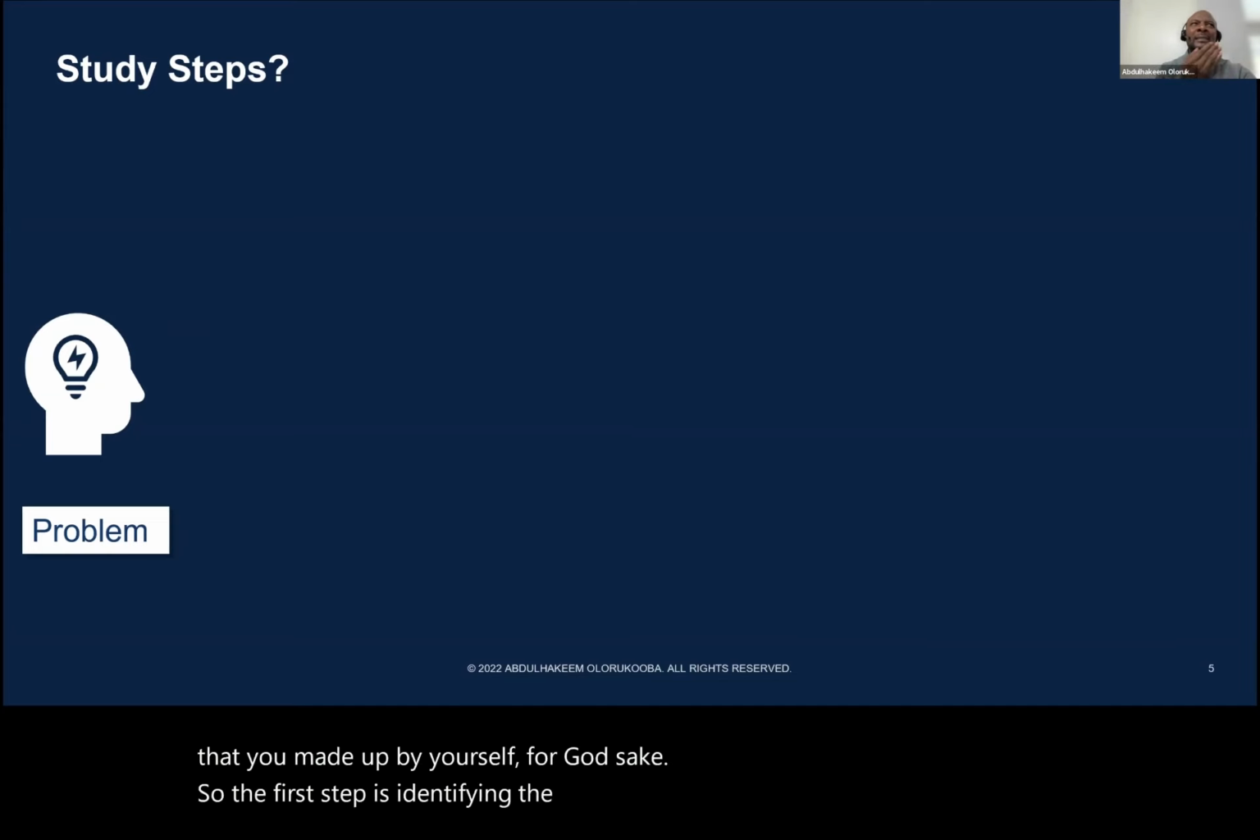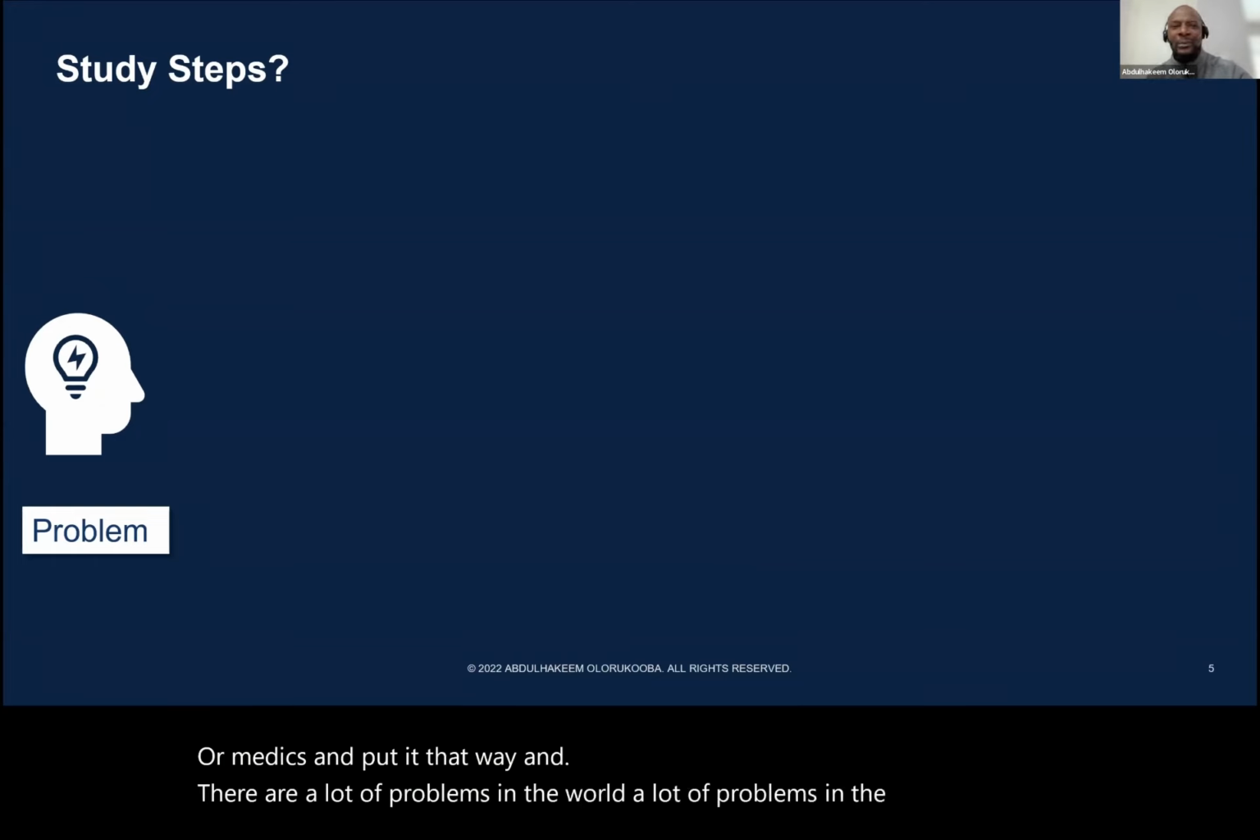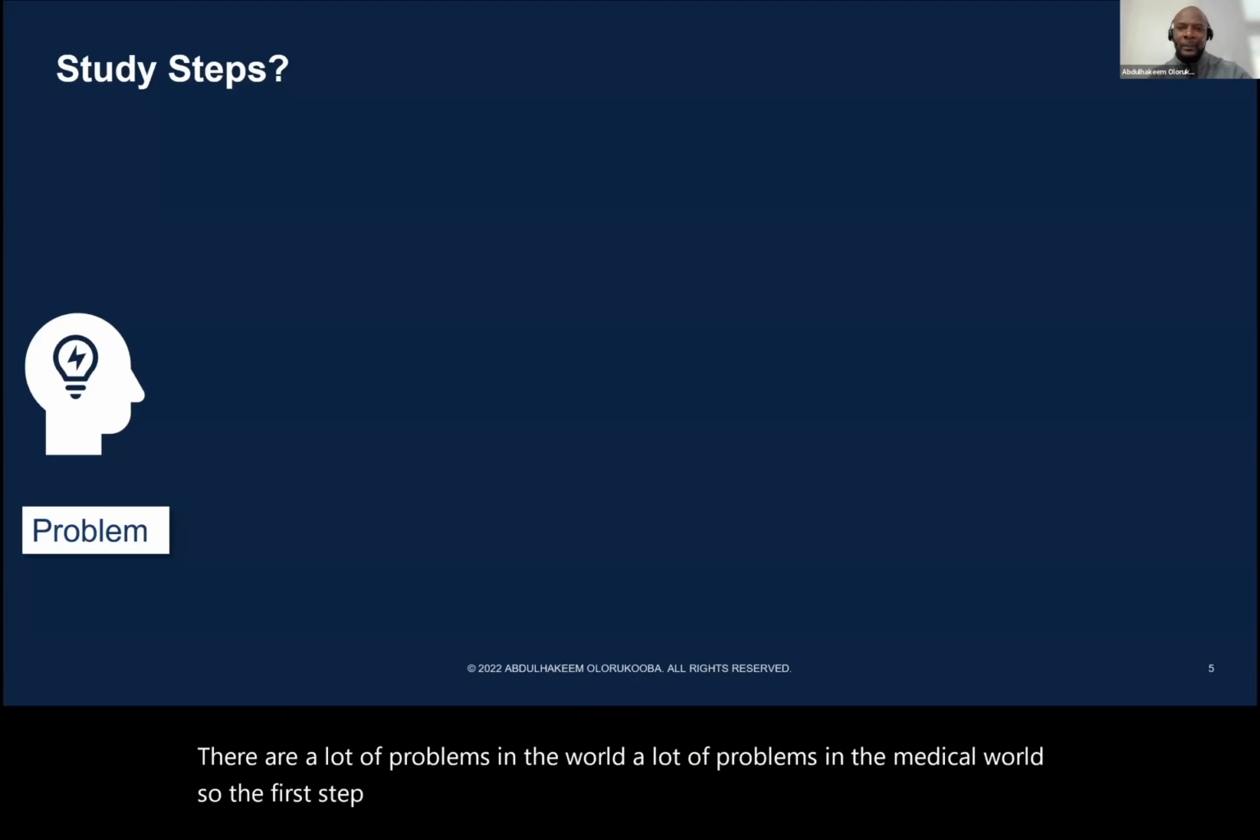It's a problem that, and we're all clinicians here, or medics, let me put it that way, and there are a lot of problems in the world, a lot of problems in the medical world. So the first step is identifying a problem. But it's not just identifying the problem, because the problem is multifaceted, right? It has different facets. It has different factors that are leading to that problem.